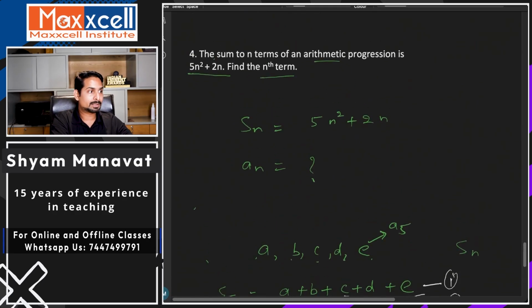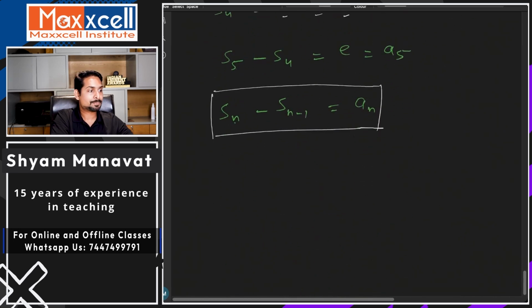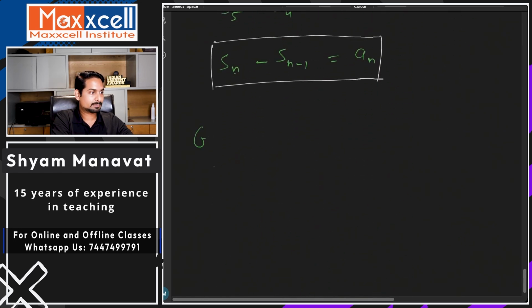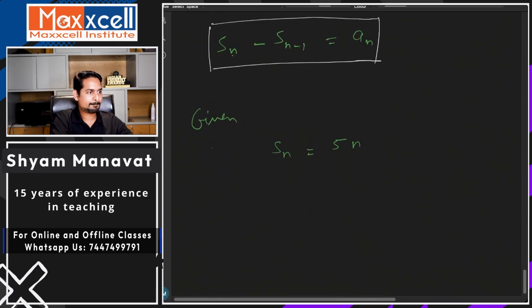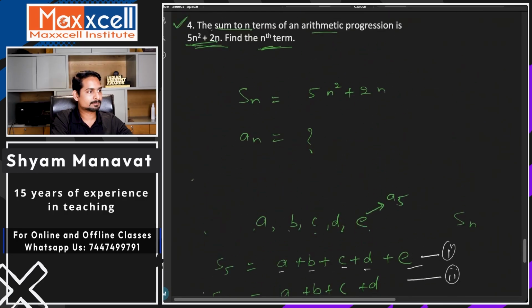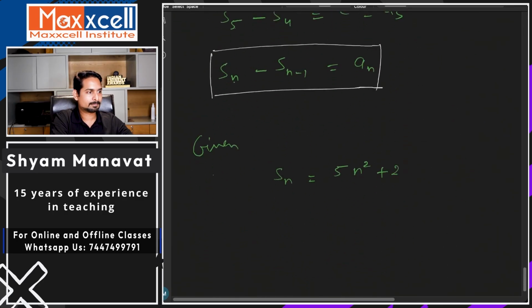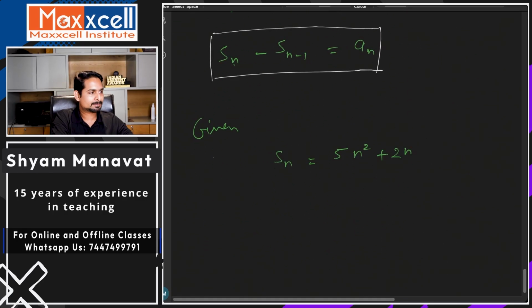Anyways, coming back. So now I hope you understood how to start solving this question. I have the sum of n terms and I need to find the nth term. So what will I do? Here the given information is the sum of n terms, that is 5n square plus 2n. Okay, yes. So now if I do Sn minus Sn minus 1, I am going to get an, right?